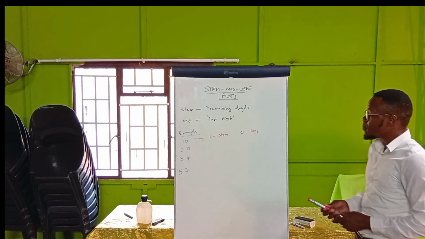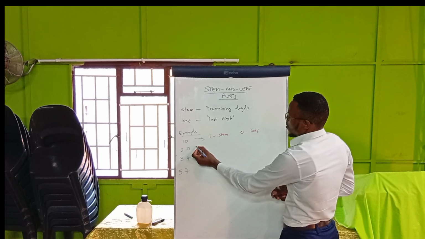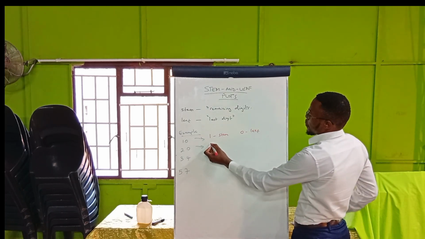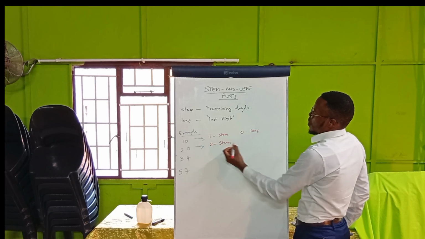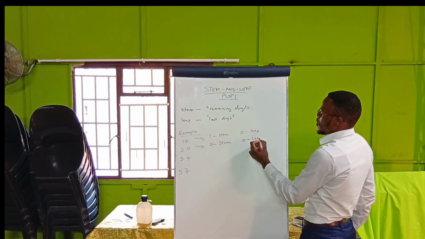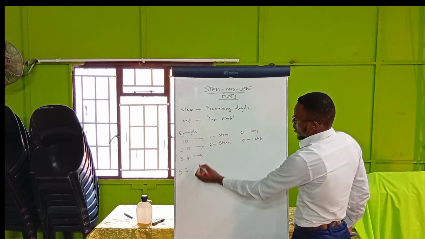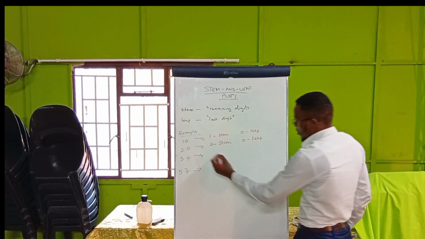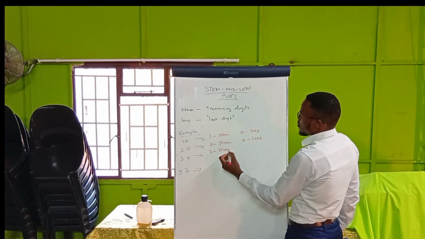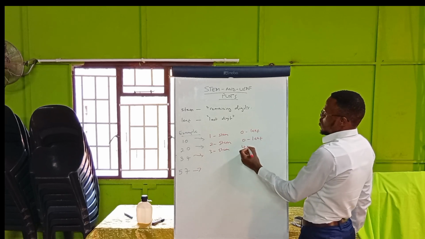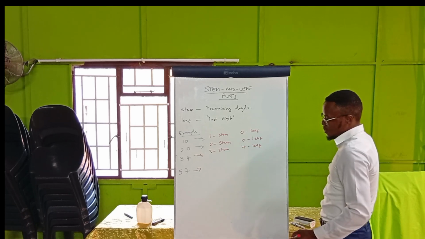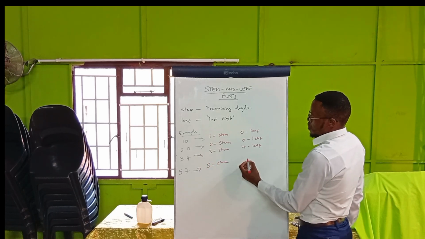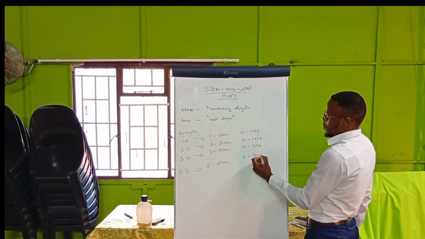For the second number, which is 20, 2 will be the stem and 0 will be the leaf again. By now, I'm sure you can guess the last two. What would be the stem for 34? 3. And the leaf for 34? 4. And of course, in 57, the stem is 5 and 7 is the leaf.